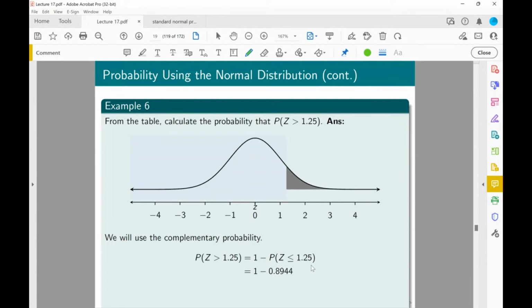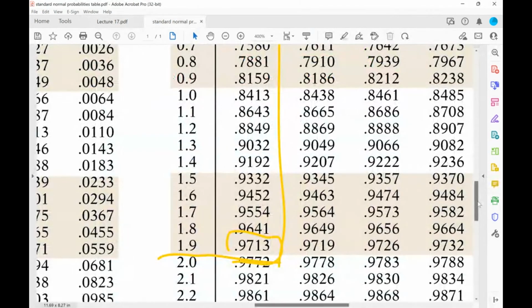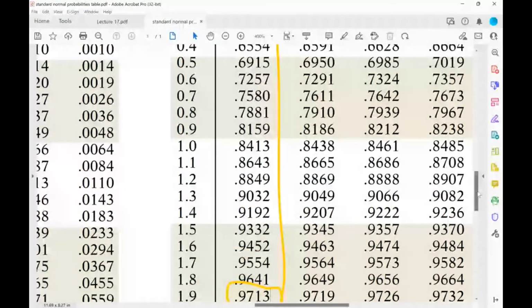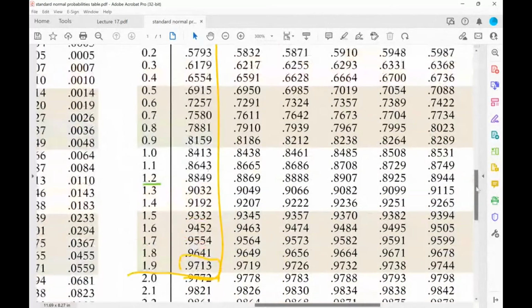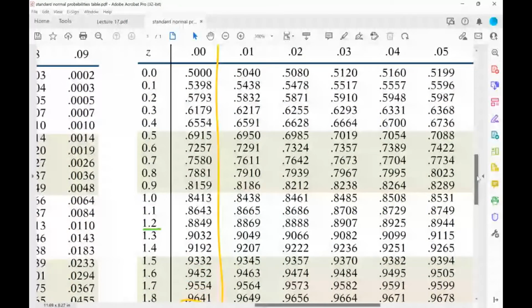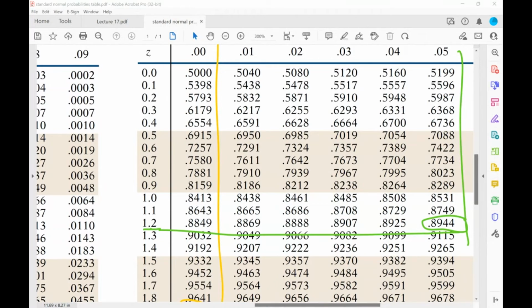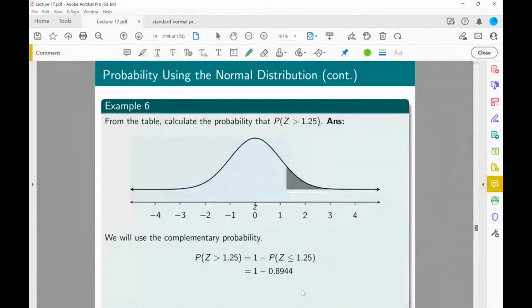Just to check that makes sense, if we look at 1.25, here's 1.2. To zoom in a little bit more, we just try and match it with 0.05. So it's going to be this entry here, 0.8944. And that gives 0.1056. Sometimes you can use symmetry of these curves to calculate that.